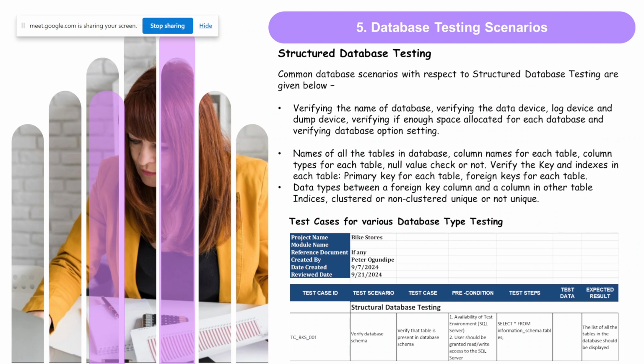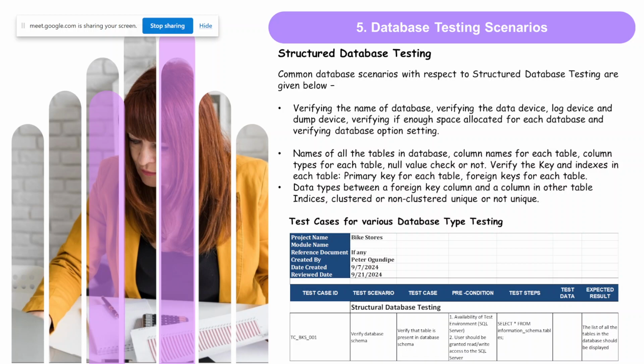So now let's move to item 5, database testing scenario. For structural database testing, we have some common scenarios that will come to your mind whenever you want to test your structural database. Number one, you want to verify the name of the database. You want to verify the data device, the log device, and the dump device. You want to verify if enough space is allocated for each database, and verify the database option settings. And also, you want to name all the tables in the database.